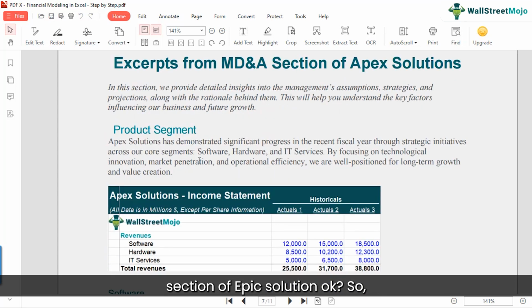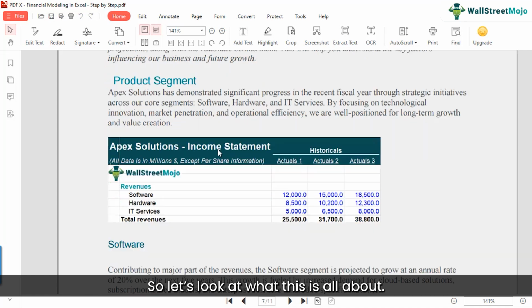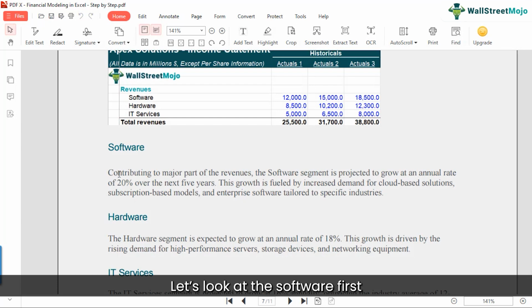So for the revenue, we are going to focus on this part, the product segments part. Let's look at what this is all about. There are 3 segments: software, hardware, and IT services. Let's look at the software first. Contributing to major part of the revenue, software segment is projected to grow at an annual rate of 20% over the next 5-year period. This growth is fueled by increased demand for cloud-based solutions, subscription-based model, and enterprise software tailored to specific instructions.